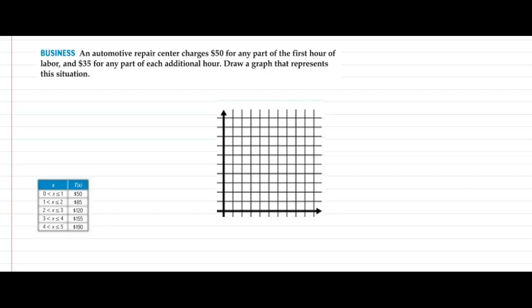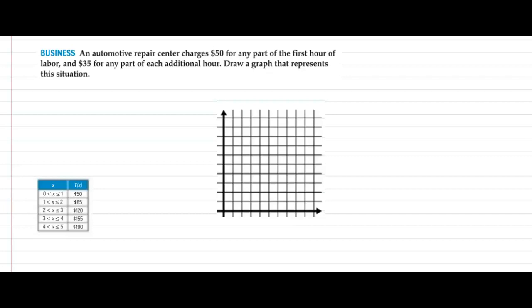Notice that between 0 and 1, you're going to get charged $50. Between 1 and 2 hours, you get charged the $50 plus 35 for a total of $85. Anywhere between 1 and 2 hours, you're going to pay $85. So right away, we jump up to $85 and we stay there all through that first hour until we get to hour 2. Then we jump up and it starts costing us $120 and so on.